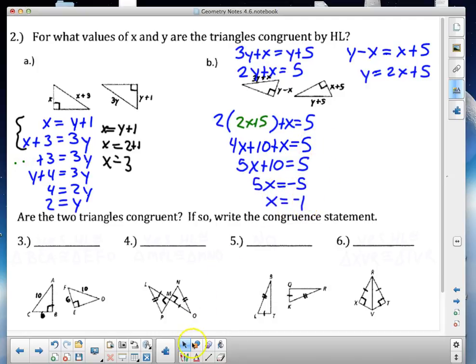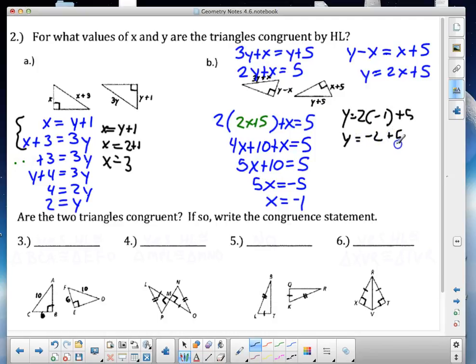And again, I need to find my y. Well, I've got y over here. Y is equal to 2 times, now x is negative 1, plus 5. Well, this is y equals negative 2 plus 5, and that's where y becomes 3. So my y is 3, my x is negative 1. I have my solution: x is negative 1, y is 3 here. Now, that's using algebra in systems of equations.